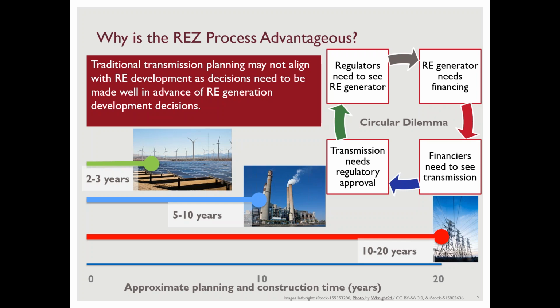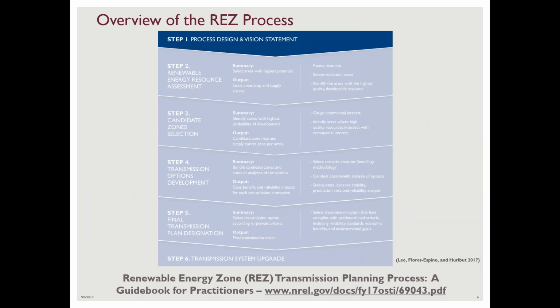So how does the renewable energy zone process really overcome these two difficulties in traditional planning processes? Well, it overcomes these in a number of steps to make sure that we identify the best resources, that they're attractive to private developers, and that we identify an attractive transmission expansion or enhancement plan. So here is an overview of the REZ process. And this was recently published in the document at the bottom of the screen, the Renewable Energy Zones, or REZ Transmission Planning Process, a guidebook for practitioners. There's a link there, and I invite you all to go and read this in more detail.